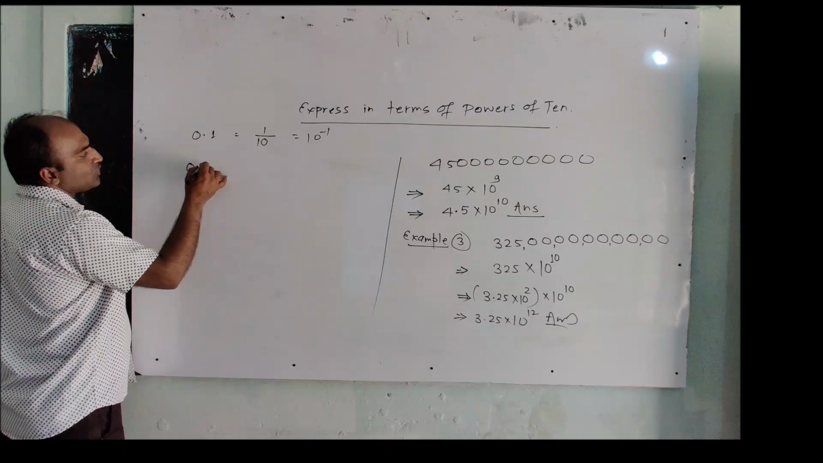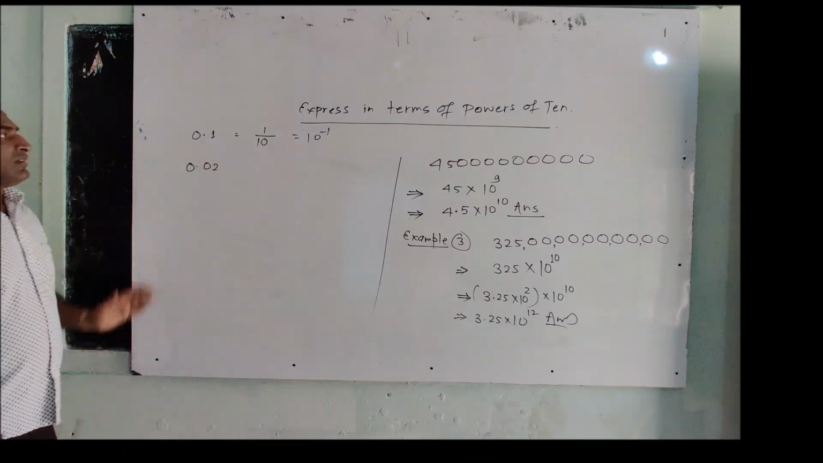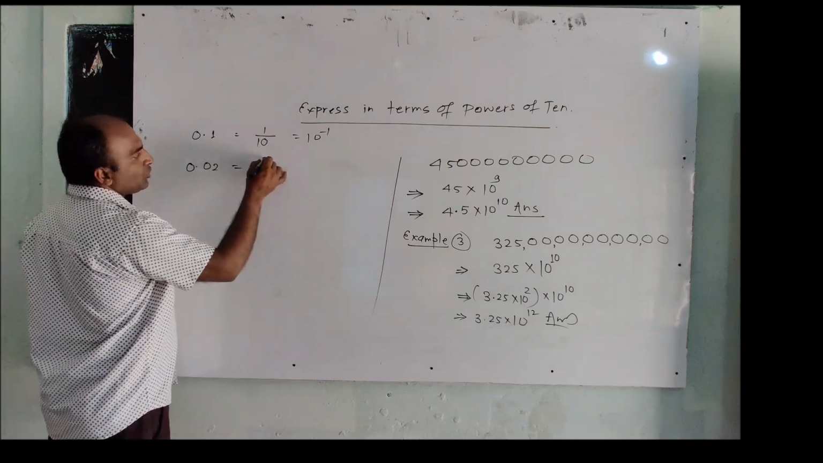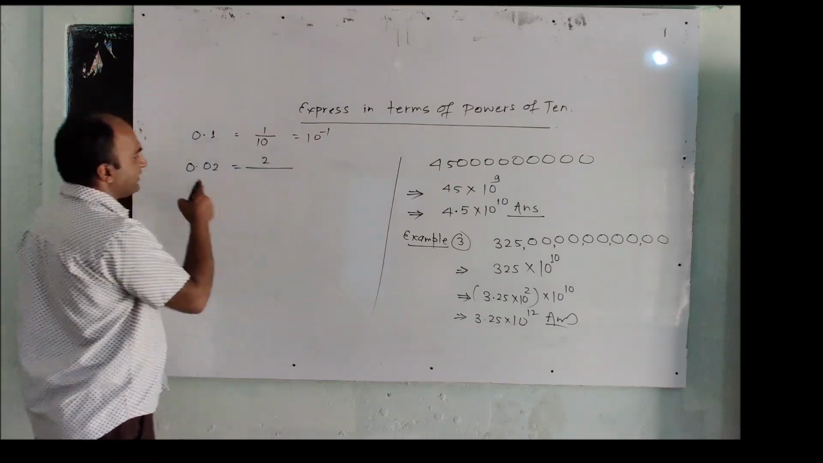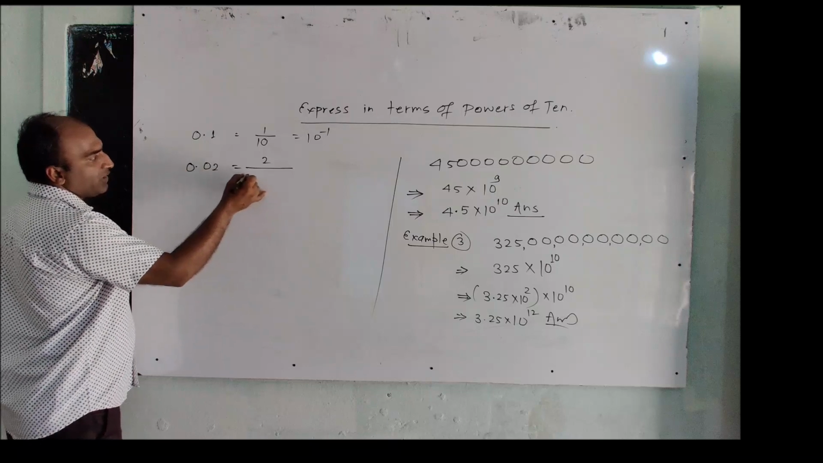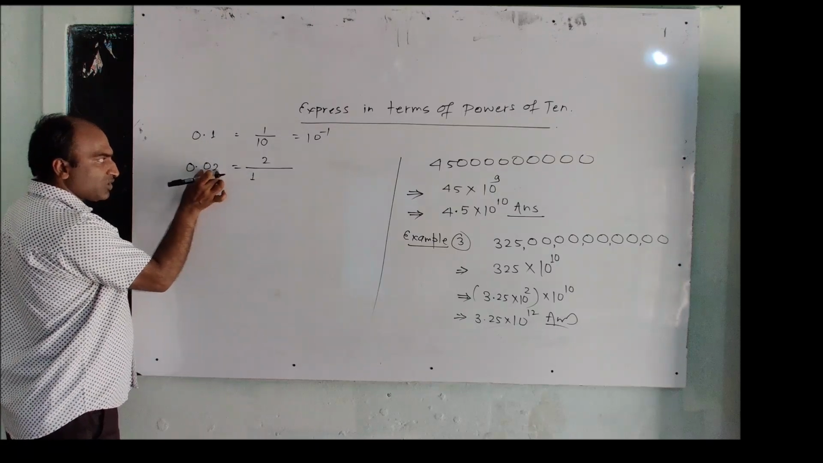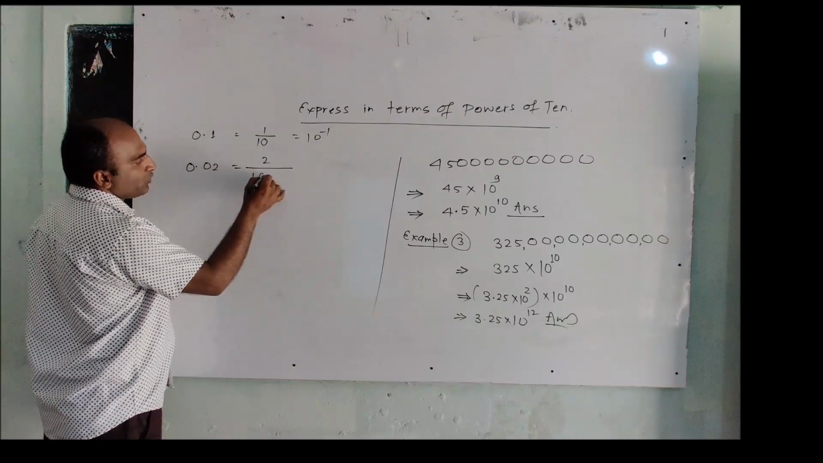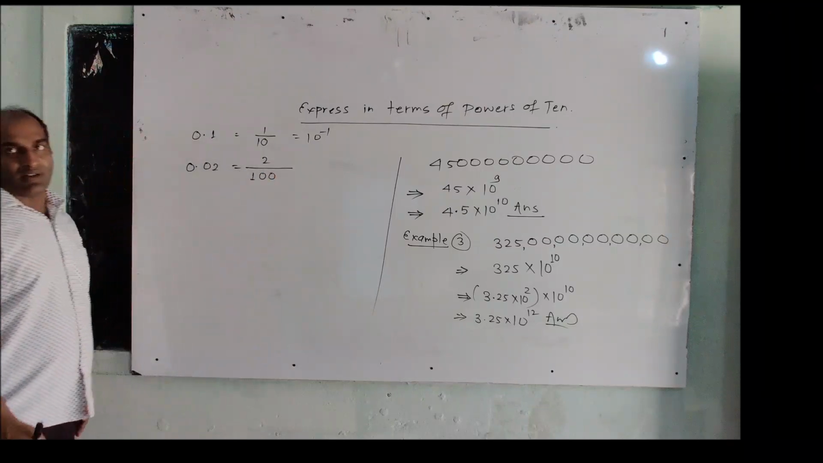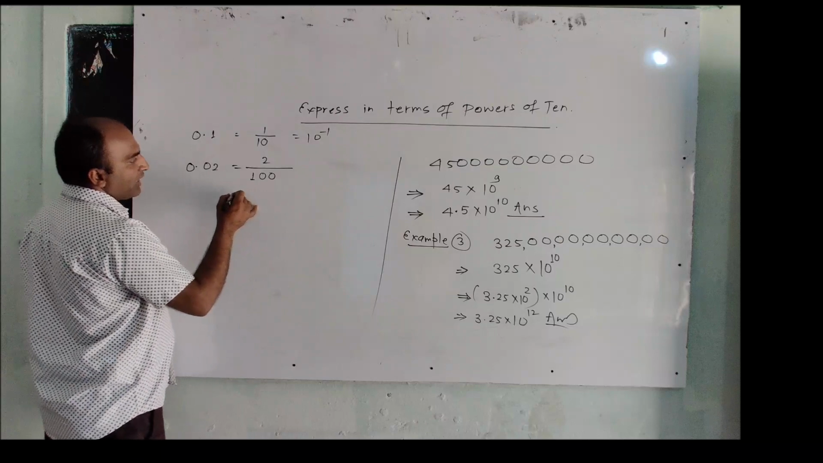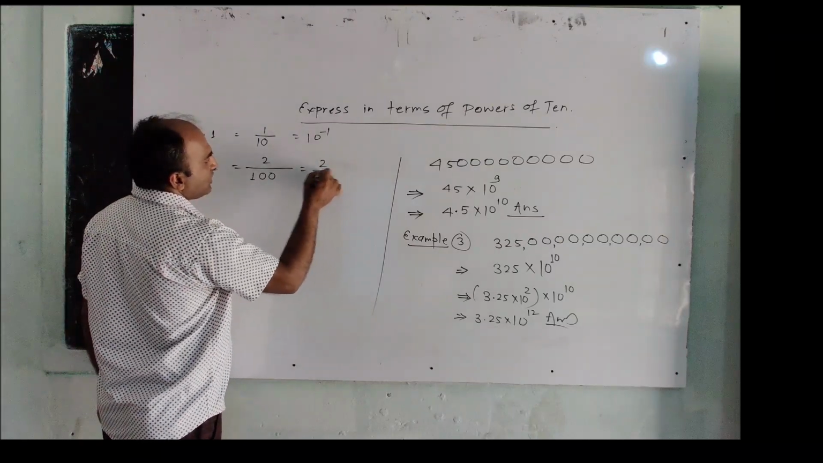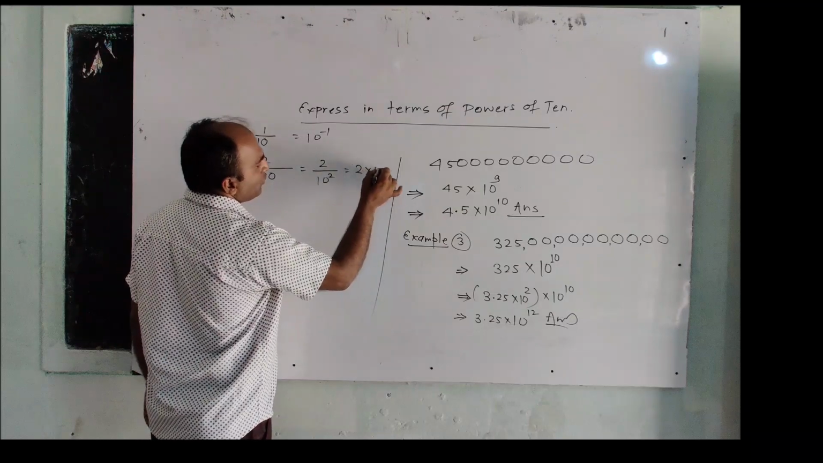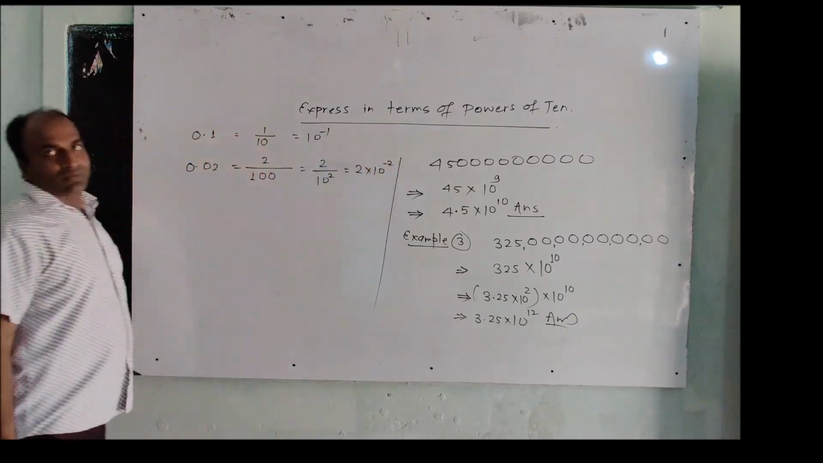Suppose 0.02 is given and you have to express it in terms of powers of 10. Then the number is 2, so we write 2 divided by, and for the decimal we write 1 and count the total digits, 0 and 2. Two numbers are here, so we write two zeros after 1, that is 100. Now 2 divided by 10 power 2 can be written as 2 into 10 power minus 2.